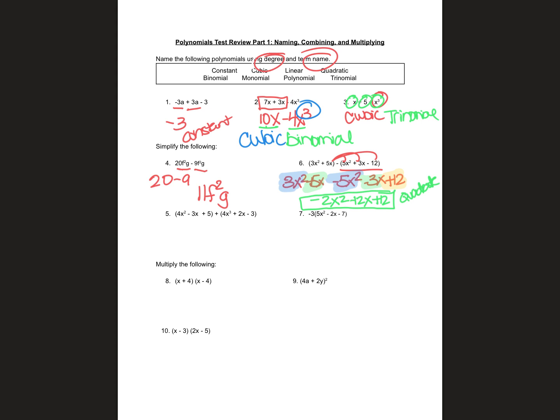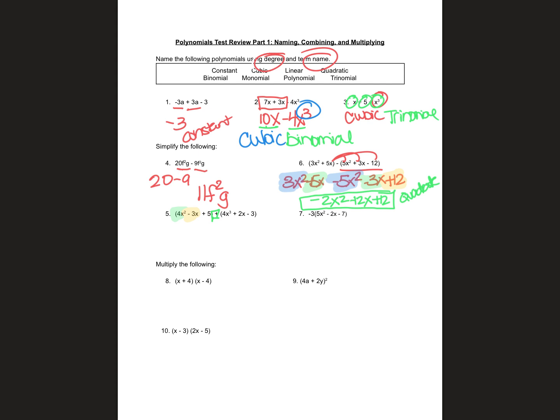So now let's look at number 5. Number 5 here, we are adding, so there is not a subtraction sign to distribute. So here I am simply combining like terms. So I start with my x squared. Do I have another x squared? I do not.